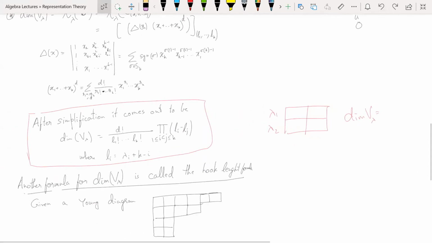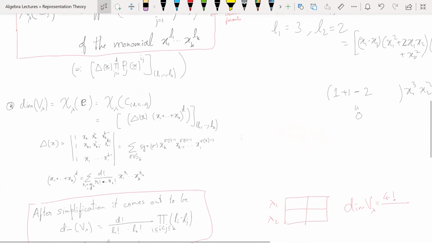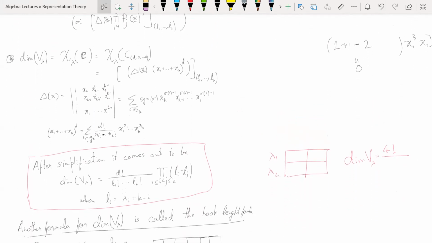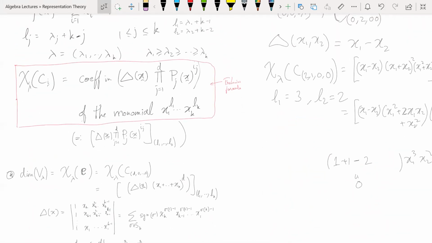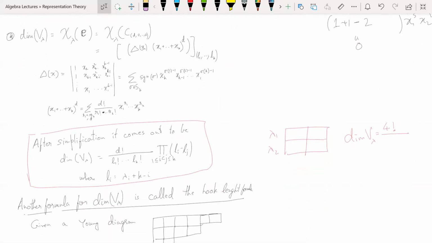Is 4 factorial over... so yeah, I have to compute L1 and L2 as well. L1 and L2 we had computed. What was L1 and L2? That doesn't depend upon i to l, so it's just 3 and 2. So L1 is 3, L2 is 2.